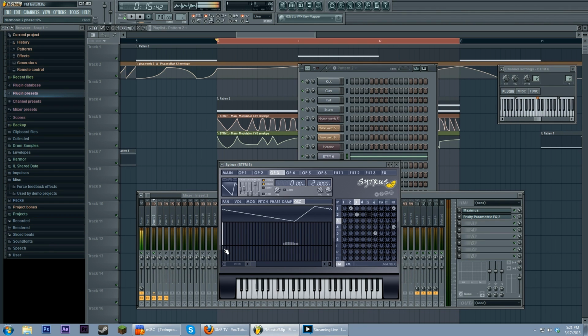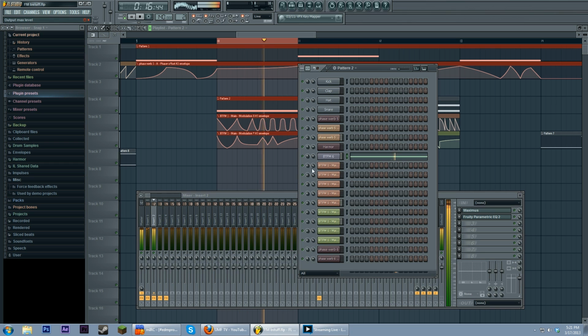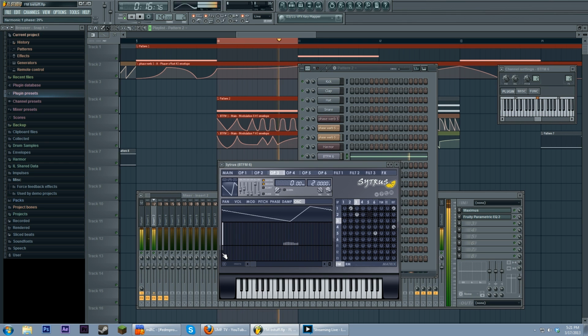And then I also am just messing with the phase of the primary operator here. Now listen to what it sounds like when I mess with that. As you can see, that has a pretty profound effect on the sound.